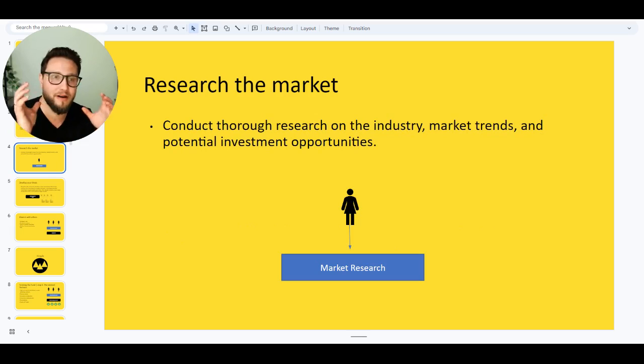So once you've identified this overlap of skills, abilities, and traits, and also interests, now I want you to go and actually put in the hard work and research the market, right? I want you to conduct really thorough research on the industry, the market trends, and what types of investment opportunities are out there.